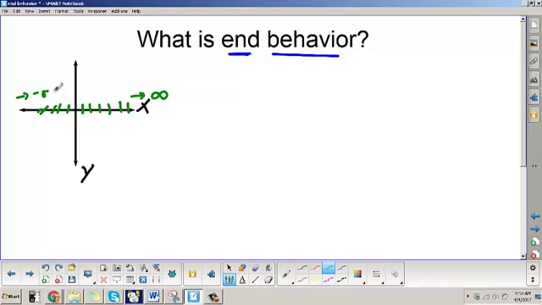Ooh, negative infinity. So as x goes to the left, it's going to negative infinity. As x goes to the right, it's going to positive infinity. It's important because that's how we begin describing our end behavior for every single graph. So as x goes to or approaches negative infinity, we want to know, what does y do?